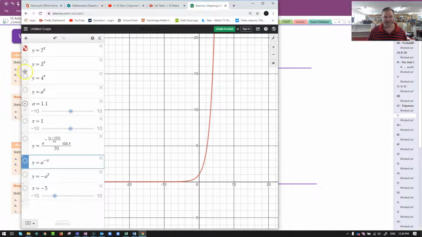2 to the power of x, yep. 3 to the power of x, it's going to increase more quickly. Oh, look at that, it's steeper. 4 to the power of x, steeper again, right? Absolutely. What are the easy points to plot?